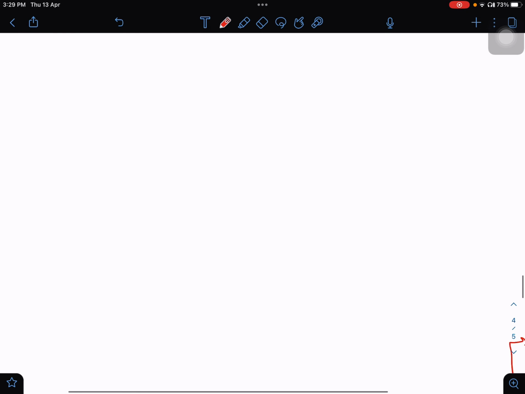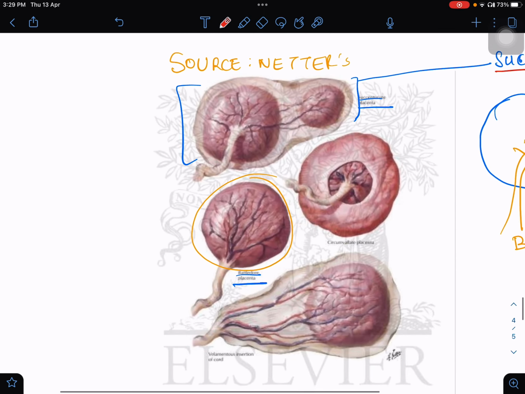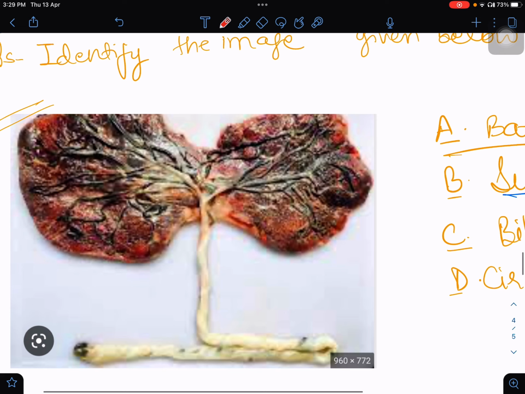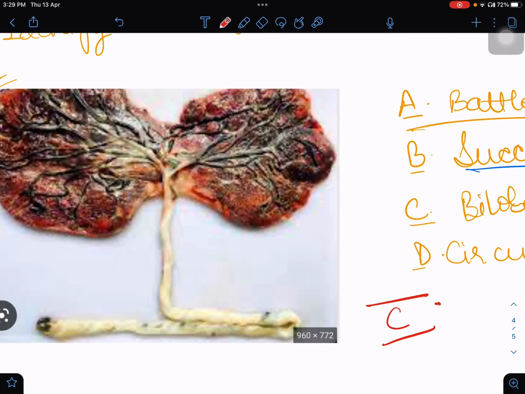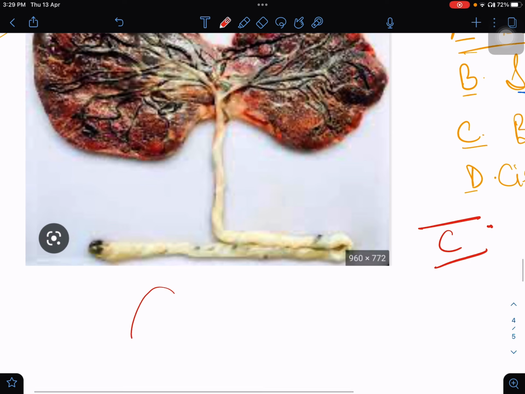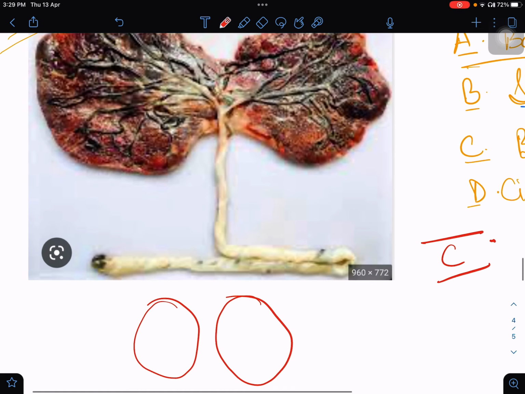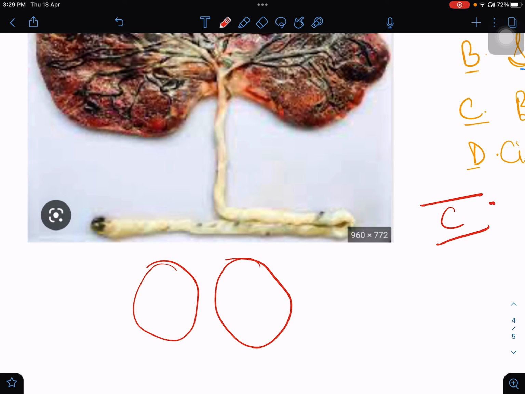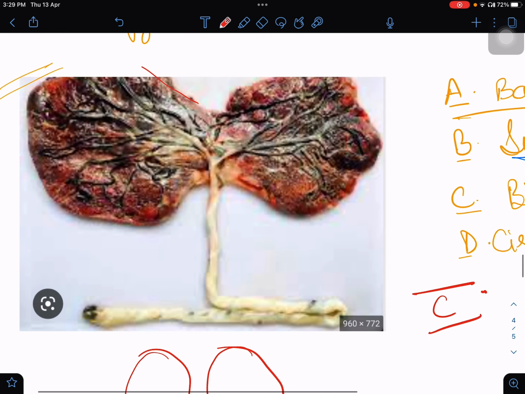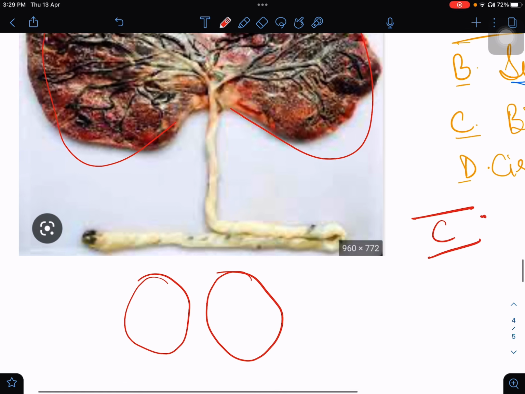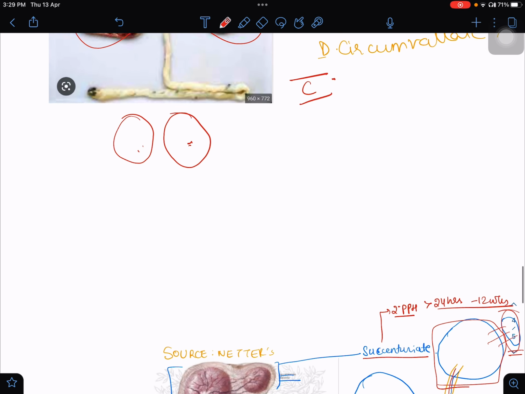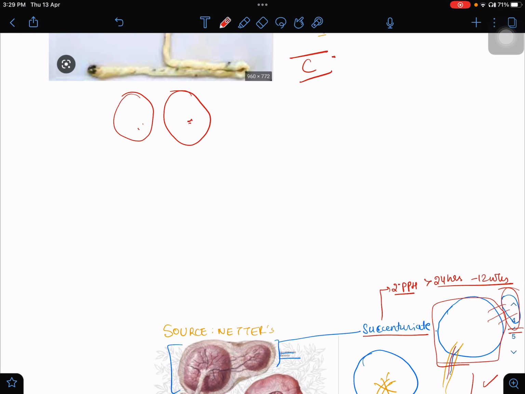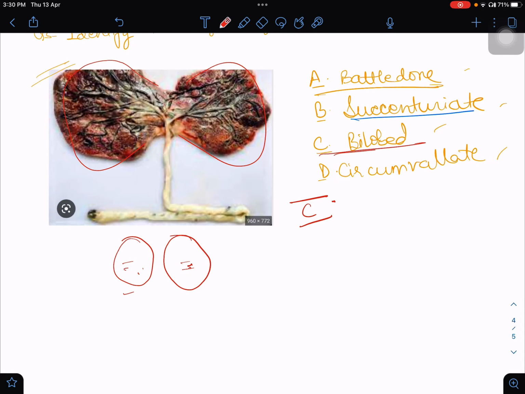Next, the option was bilobed. Now, what is a bilobed placenta? I don't have the image here because this was the answer. This is a bilobed placenta, so the answer was C. In a bilobed placenta there are two masses of placenta of almost equal size. You can almost say it is like a butterfly forming, two almost equal halves of the placenta attached together. It is somewhat like succenturiate, but there you have one big mass and a small mass, whereas here the masses are of almost equal size. So the answer is bilobed placenta.